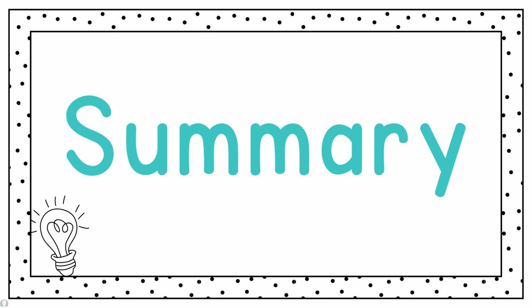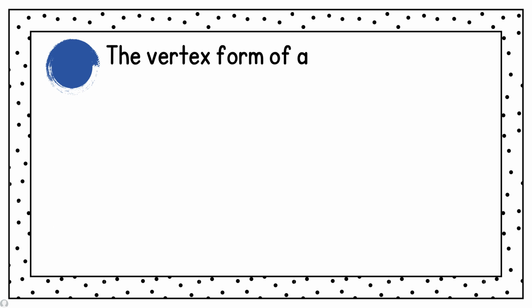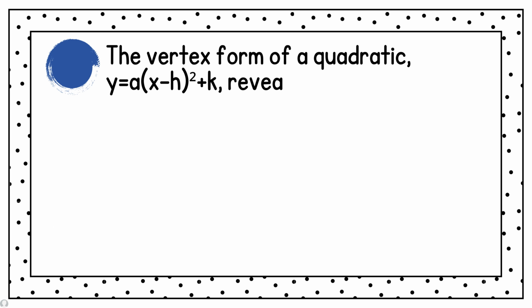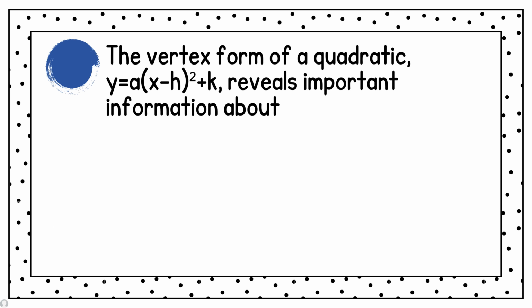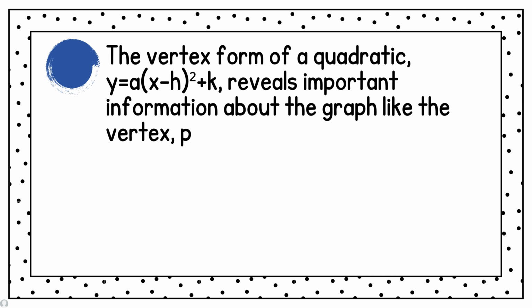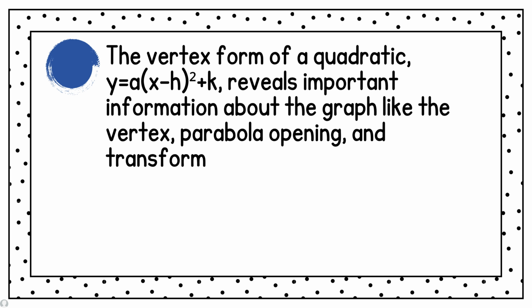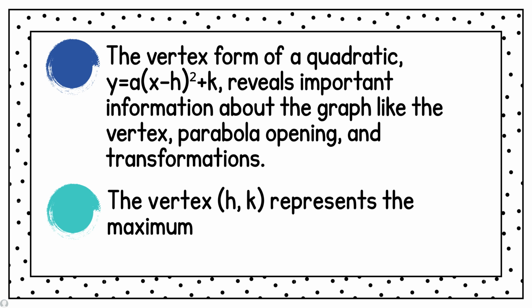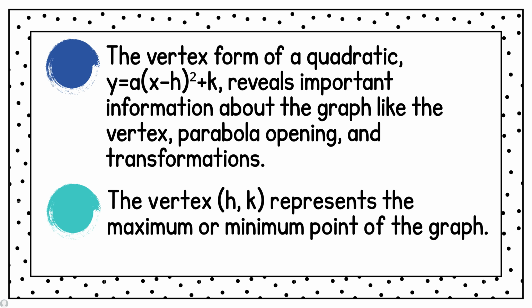Now let's summarize what we've learned. The vertex form of a quadratic, y equals a times (x minus h) squared plus k, reveals important information about the graph, like the vertex, parabola opening, and transformations. The vertex (h, k) represents the minimum or maximum point of the graph.